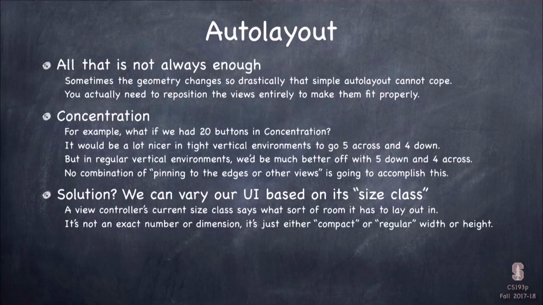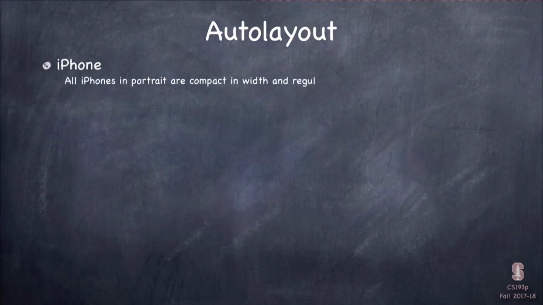They're going to report that to you, and there's a whole system for letting you know when that changes. And then you build your UI so that it looks good when it's compact vertically, it looks good when it's compact horizontally, it looks good when it's regular vertical, and it looks good when it's regular vertical and horizontal, right? So that simplifies the system dramatically, and you're going to see that it works in the vast majority of situations. So let's talk about this whole size class thing and how it works.